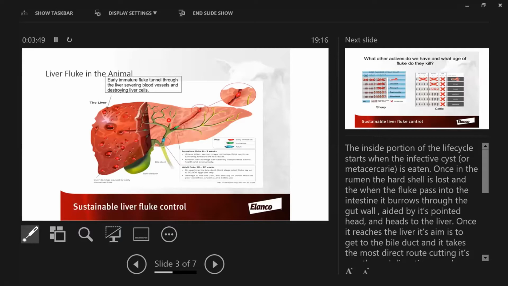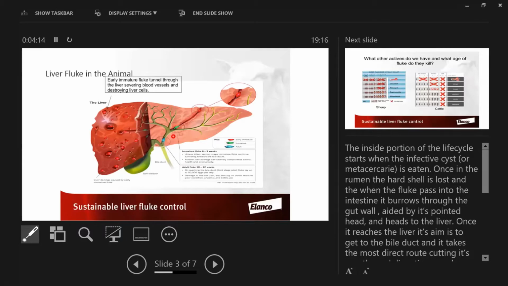And then eventually they become what we call an immature fluke. The immature fluke is usually 6 to 9 weeks in age, and it's heading off to the bile duct, where eventually, at about 10 to 12 weeks, it's an adult and it starts laying eggs.